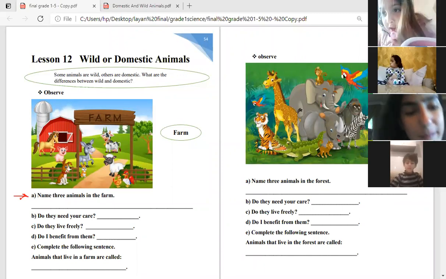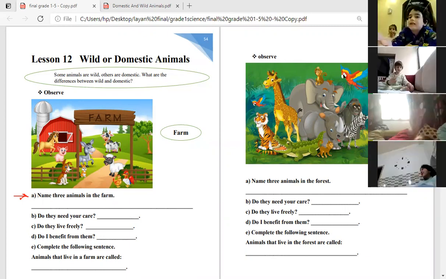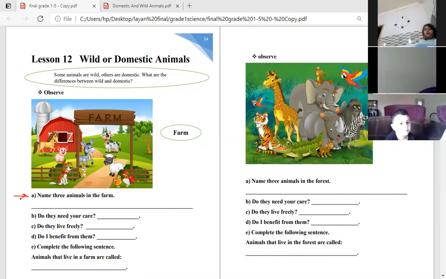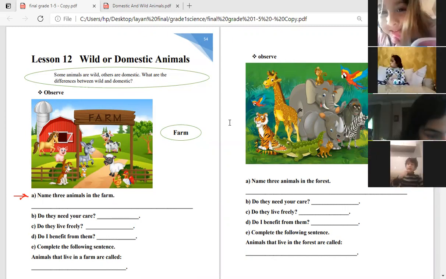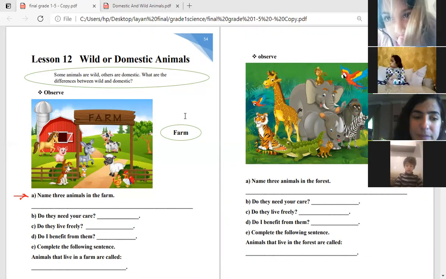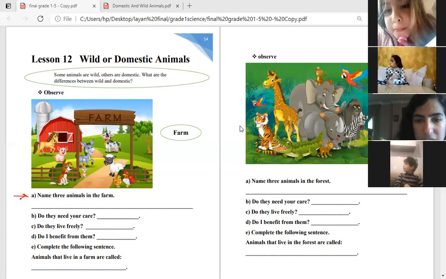Look at the farm and name for me 3 animals. Dog. The cat. Yes, here is the cat. No, the cat is not in the picture, but we can put a cat. Other than dog, look at the animals. Dog, cat, horse. Horse, excellent. And sheep. Sheep, excellent. Thank you, Maryam.